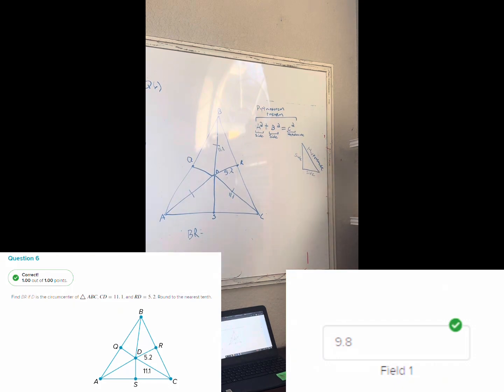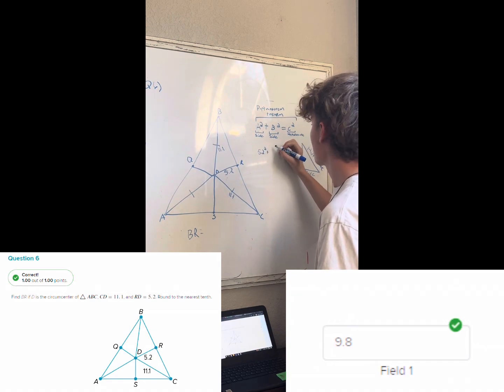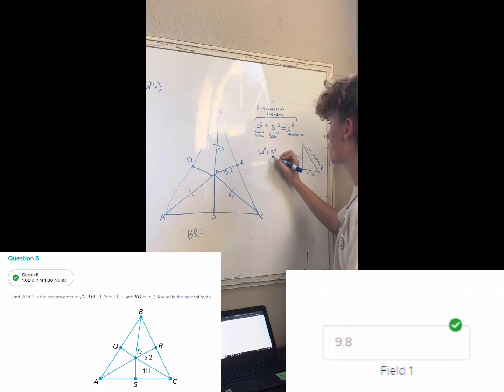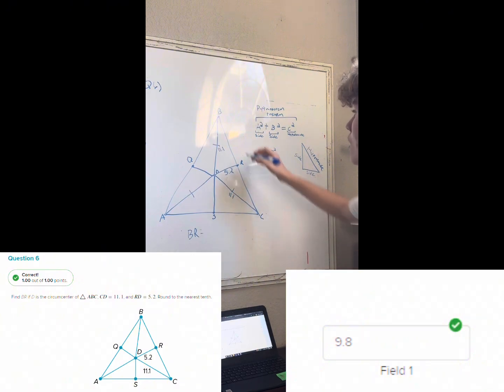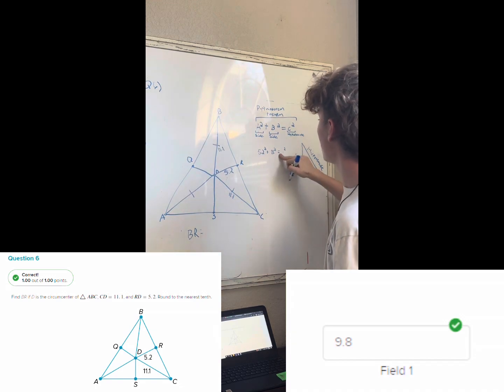So, we need to use this to figure out BR, right? So, we're going to put 5.2 squared plus B squared. The reason we're putting B squared is because we don't know BR. BR is what we're looking for, okay? Equals C squared.